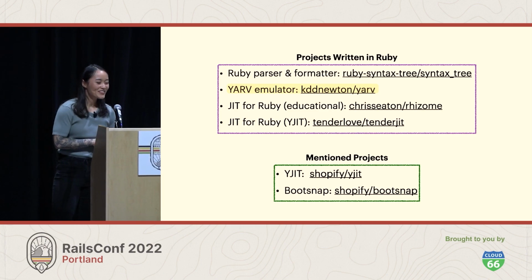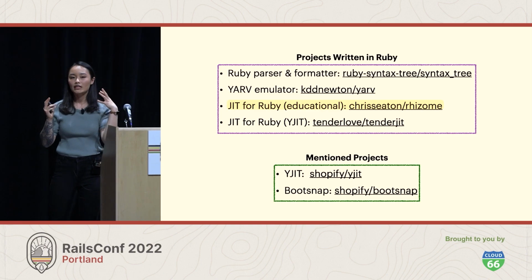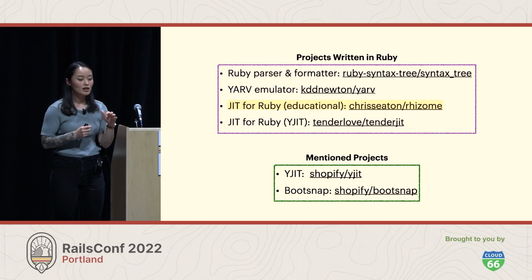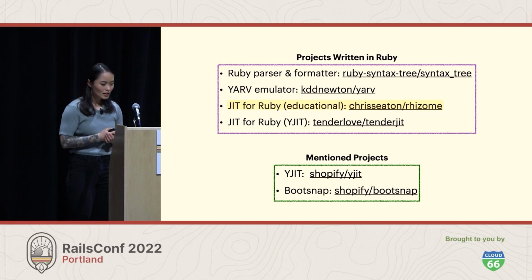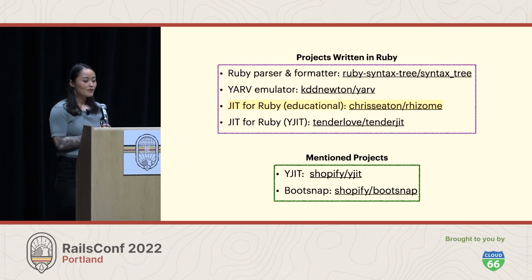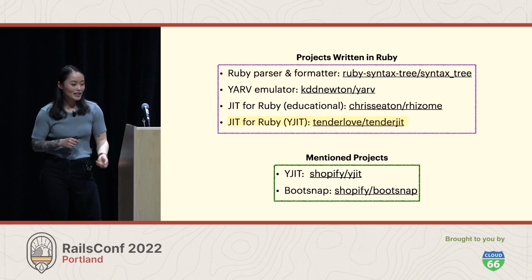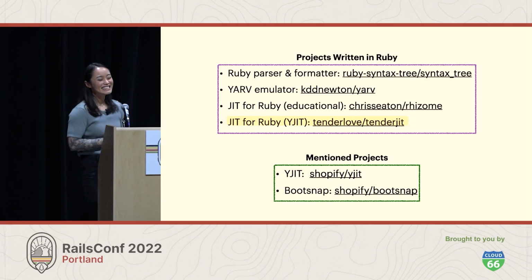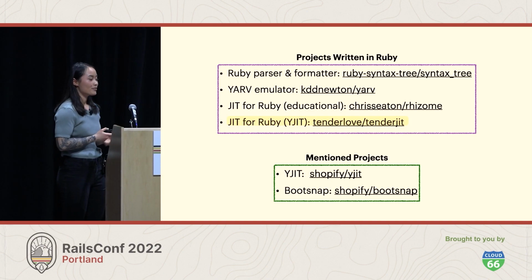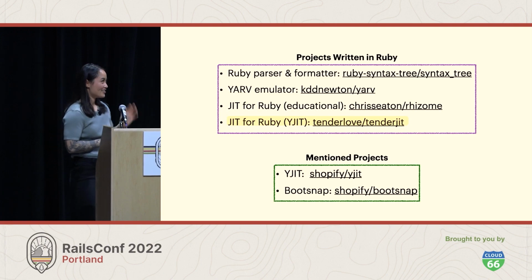appreciated. So next one is JIT for Ruby, or Rhizome. It's an educational JIT project written by Chris Seaton, to teach more advanced JIT compiler concepts if you're interested in that. For example, what types of optimizations a JIT does. And finally, we have Tenderlove's TenderJIT. It's a JIT written in Ruby, for Ruby, and it mirrors how YJIT works. So if you're curious about how YJIT works, but don't want to read Rust code, you can check out TenderJIT.